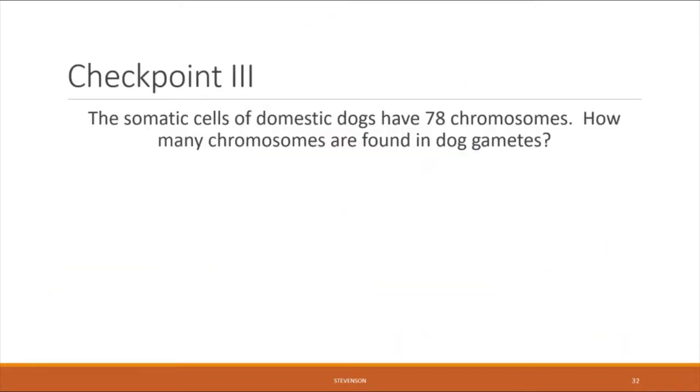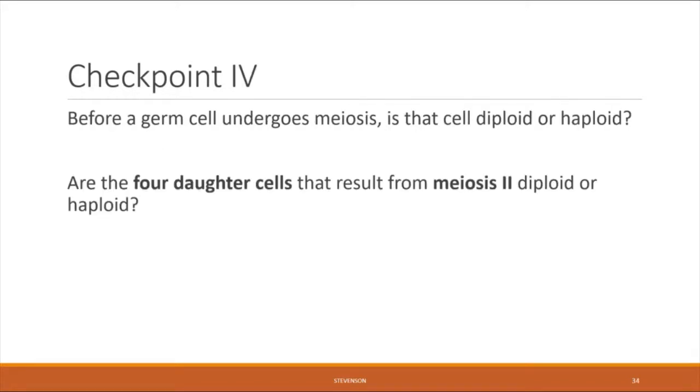So now we're on to another checkpoint here. We've talked about domestic dogs before as one of our examples, and the somatic cells, or normal body cells of domestic dogs, have 78 chromosomes. How many chromosomes would then be found in dog gametes, dog sperm and eggs? And next, before a germline cell goes under meiosis, is that cell diploid or haploid? And then finally, are the 4 daughter cells that come out of meiosis II diploid or haploid?